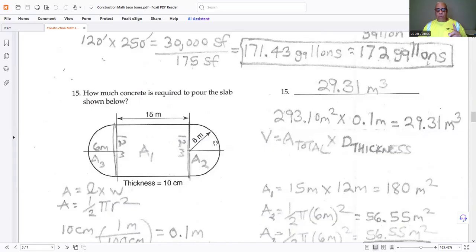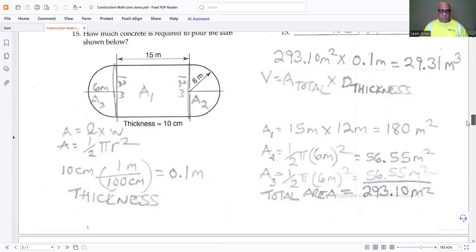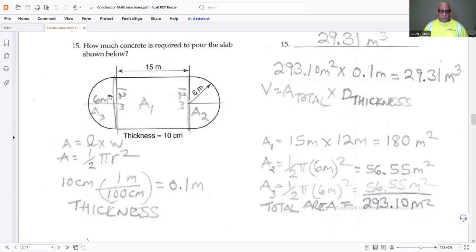Now, if you are doing road construction, you're going to see this. How much concrete is required to pour the slab? So this is a funny shape, so you need to know your areas. In this one, what I did, I took the area, which is the length times the width, and this is this rectangle right here. And then I took the area, half pi r squared, for these semicircles. So first, I took 10 centimeters because I want everything to be in meters. So I converted 10 centimeters and I got 0.1, and that's the thickness.